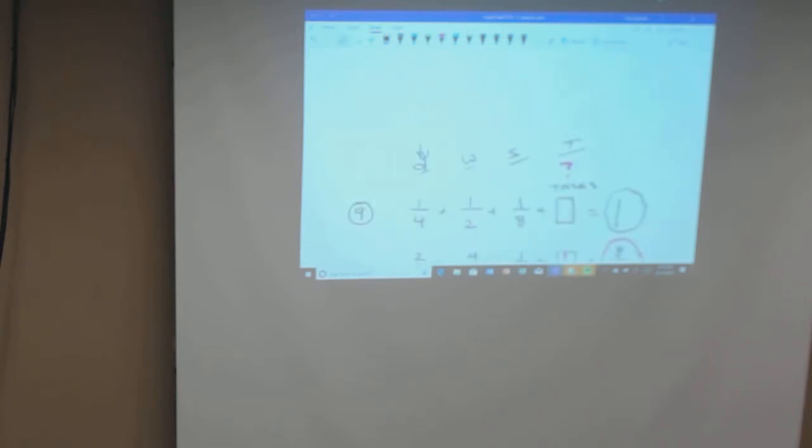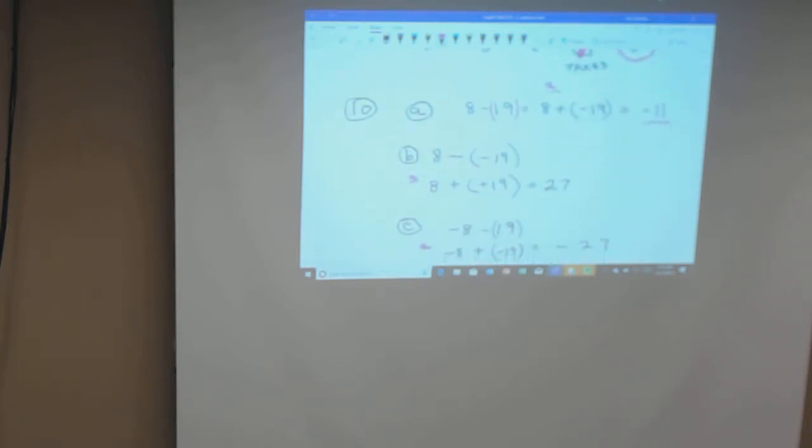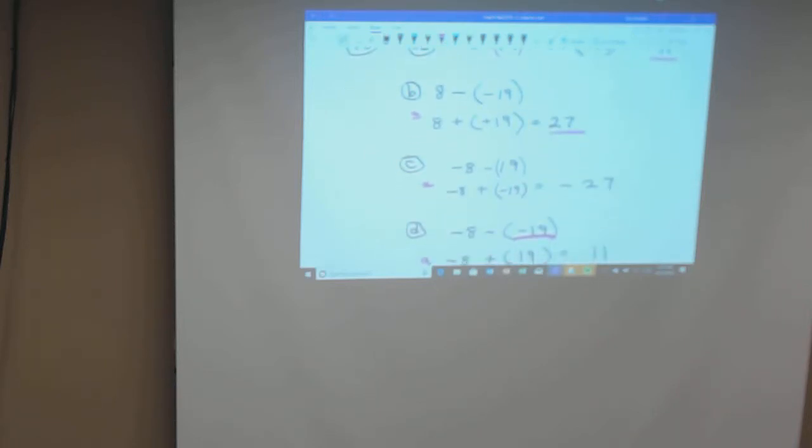And what's 8 plus negative 19? Negative 11. What's 8 plus positive 19? Positive 27. And when you look at 8 minus negative 19, in your head, that probably doesn't look like positive 27. That's why you want to convert these subtraction problems to adding the opposite. So you won't get confused, because you try to do subtraction with integers in your head, and you'll probably end up making a mistake. And then negative 8 plus negative 19 is negative 27.